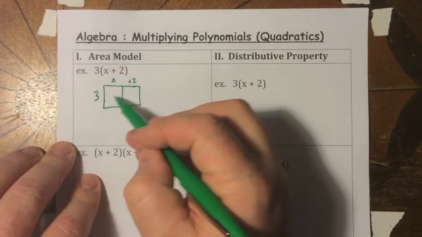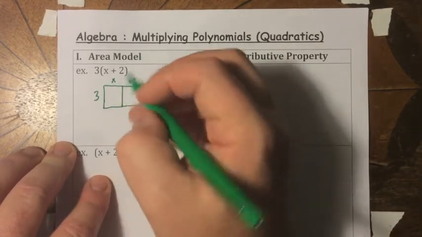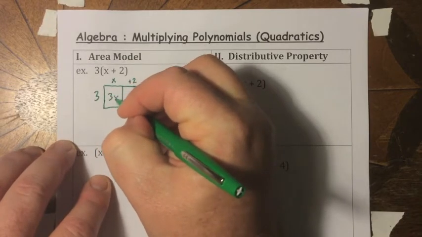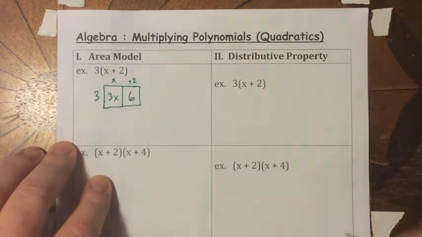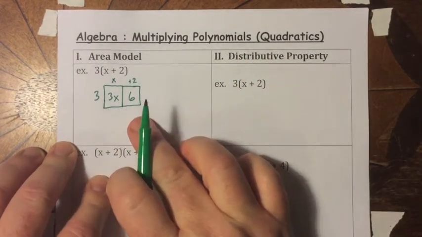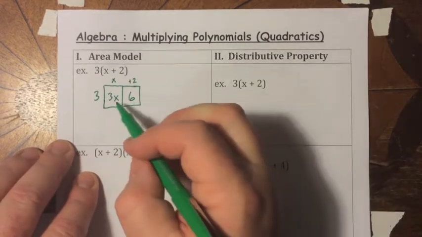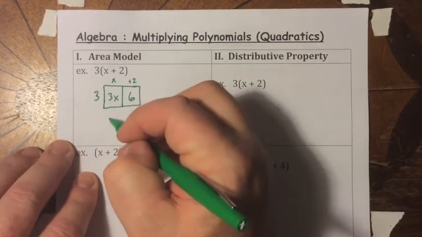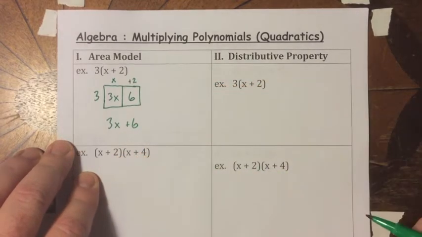I'm going to fill this chart in now just like it was a multiplication chart. I'm going to multiply 3 times x, and I get 3x. I'm going to multiply 3 times 2, and I'm going to get a positive 6. The last thing that I need to do is simply note that my answer is going to be the sum of these terms. So I can write 3x plus 6.